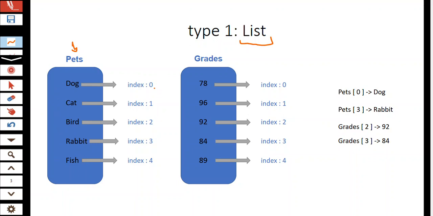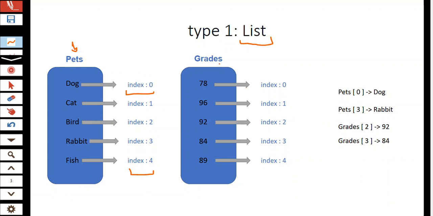Now, the index of the elements, the indices of the elements in the list start from number 0. Okay, so the index of the first element is 0. The index of the second is 1, and naturally the index of the last element will be 4, which is the number of elements minus 1. So 0, 1, 2, 3, and 4.